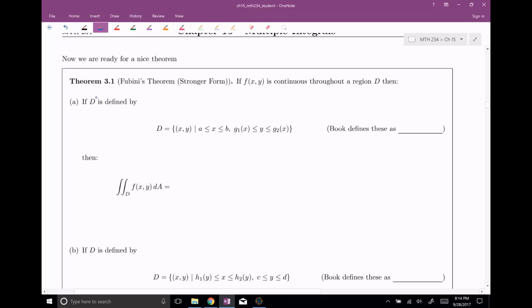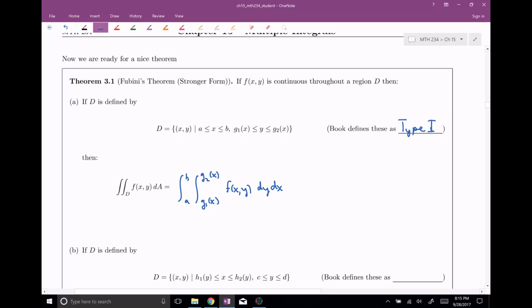So this region D, we're calling this D, if it's defined by these xy values such that x ranges between a and b, and y ranges between two functions. So they're functions of x, so g1 of x and g2 of x. Then the claim is the double integral, remember, this is calculating maybe the volume under this function f of xy, is going to be equal to the integral from a to b and the integral from g1 of x to g2 of x of our function f of x, y, and then we integrate with respect to y first, and then with respect to x. Okay, the book defines these as type 1 regions.